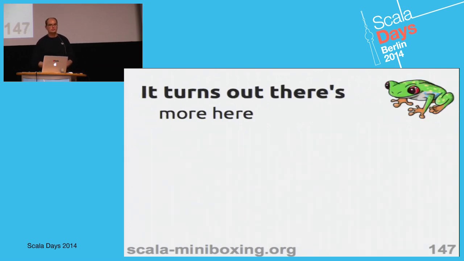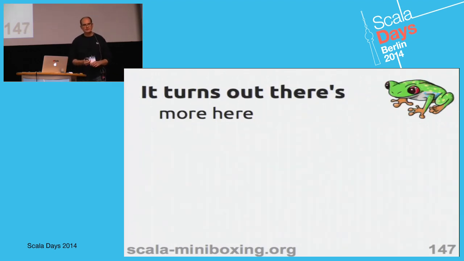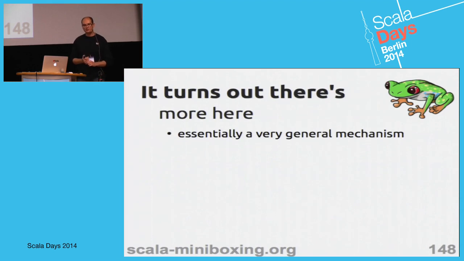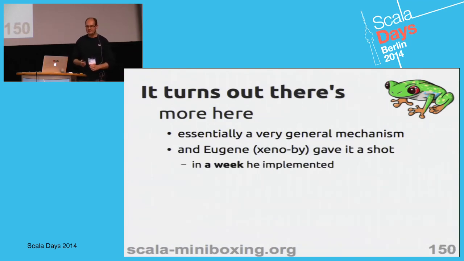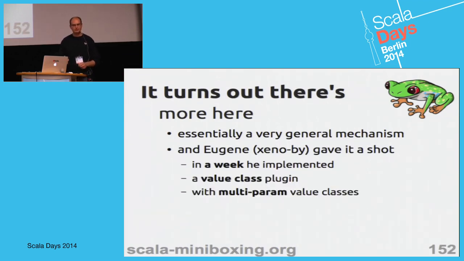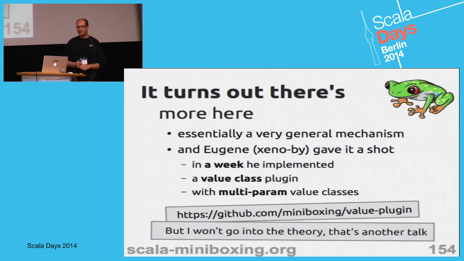So we've seen the transformation here, but it turns out there's more to this. It's a bit more complex than this, but it's also a very nice general mechanism for doing transformations. Eugene gave it a shot three months ago. He was interested, and in a week he implemented the value class plugin with support for multi-param value classes. In a week. We have the documentation here, and we can try it out. But I won't go into the theory of this. You can ask me later, because it's a pretty complex example. It's a pretty complex talk.